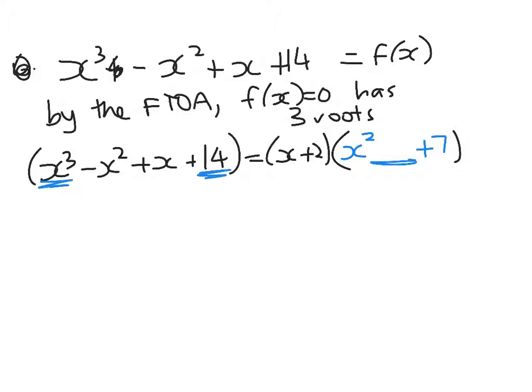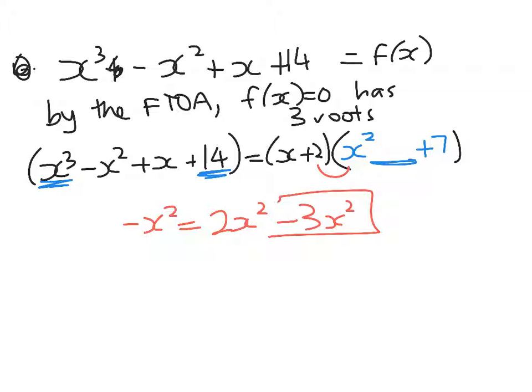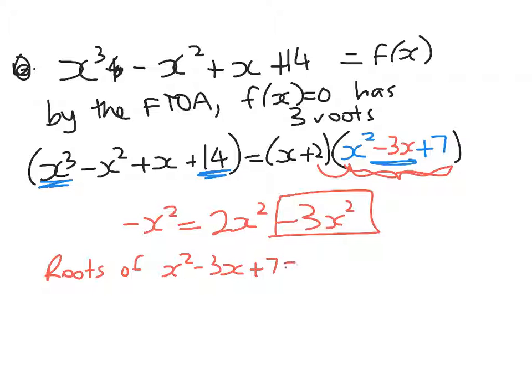So what's going to go in this middle term here? Well, we've got negative x squared. It's going to come from 2 places. It's going to come from 2x squared minus 3x squared. So to generate the minus 3x squared, we must have minus 3x in here. So what we need to do now is to look at what the roots are of the quadratic. So roots of x squared minus 3x plus 7 equals 0.